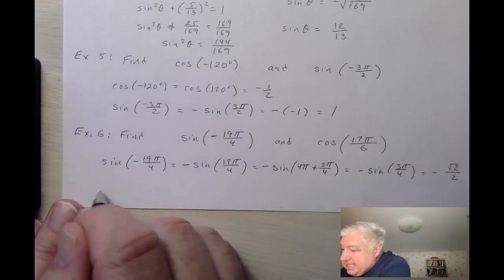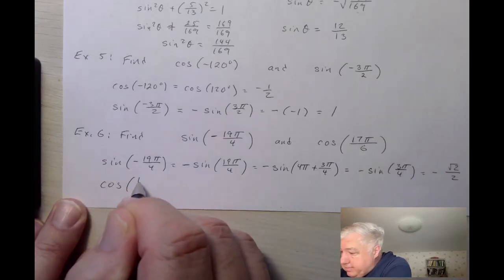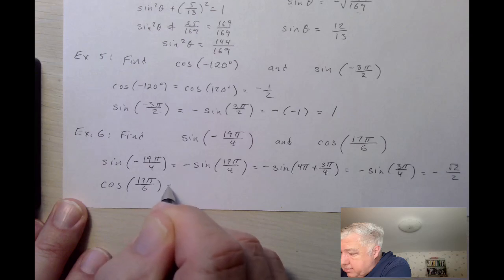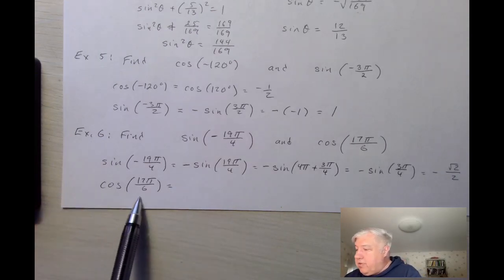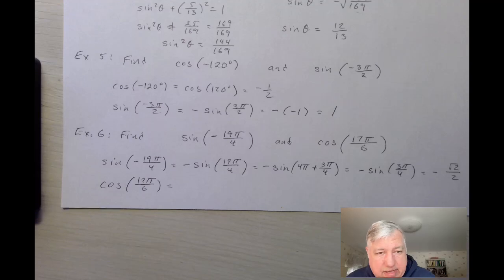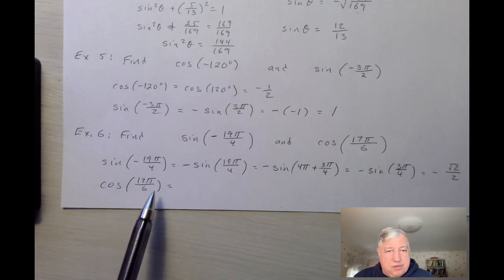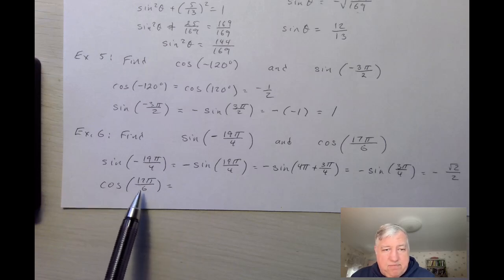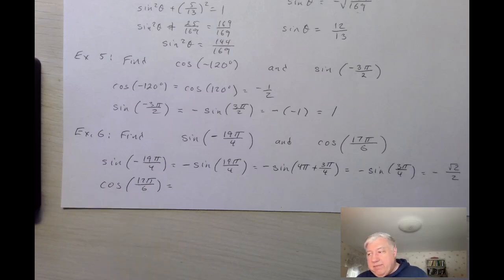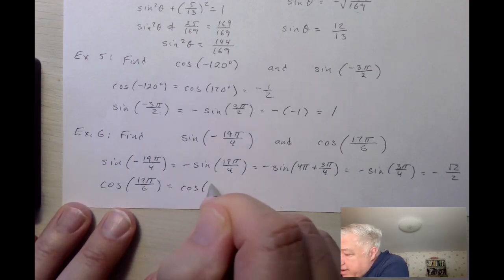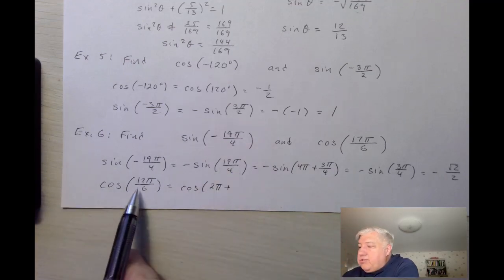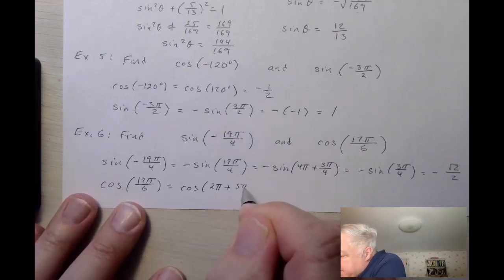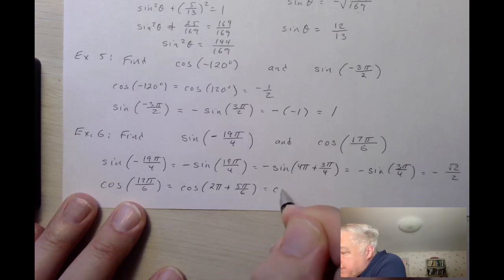17 pi over 6. We're going to take the cosine of that. There's no minus sign here, so that's nice. Can we write this as some multiple of 2 pi plus something? The answer is yes, because 12 pi over 6 is 2 pi. So we can write this as cosine of 2 pi plus something. 17 can be written as 12 plus 5, so the remainder is 5 pi over 6. So this will be the cosine of 5 pi over 6.